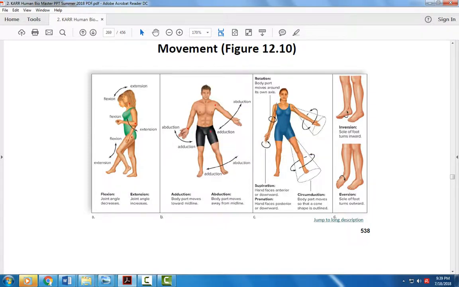A way to think about that is when we say that something has been abducted. Like if a child is abducted, it means the child is taken away from the parents. So to abduct means to move the body part away from the midline.